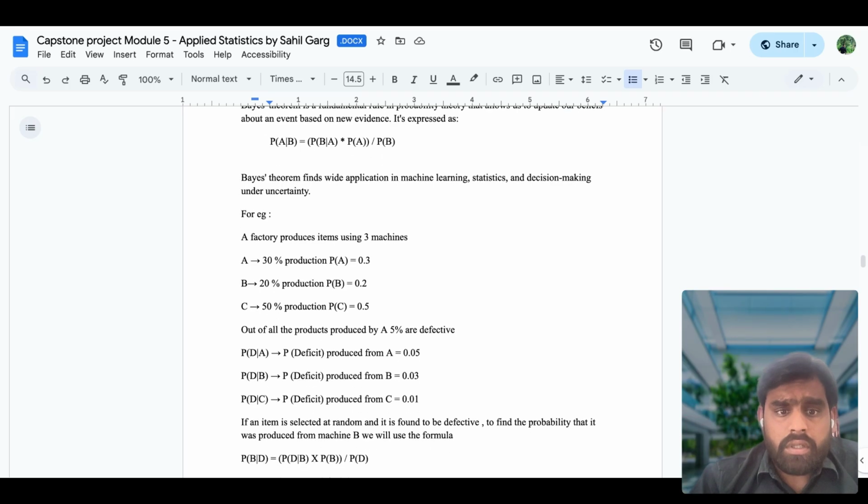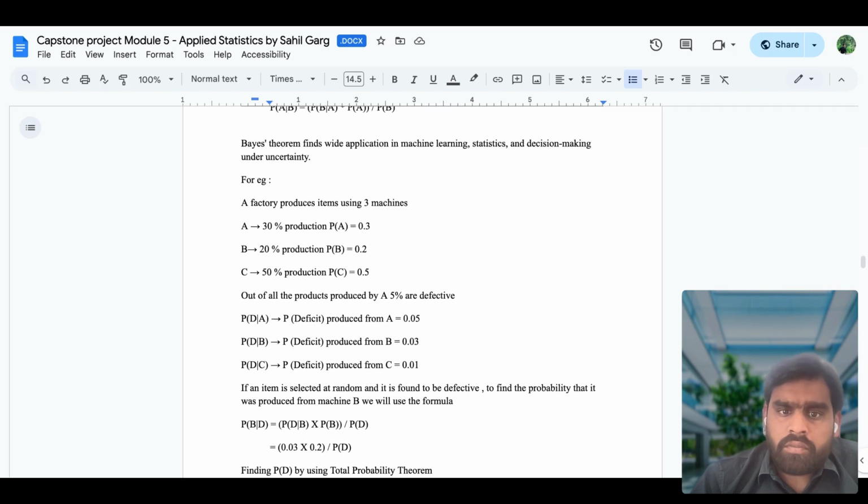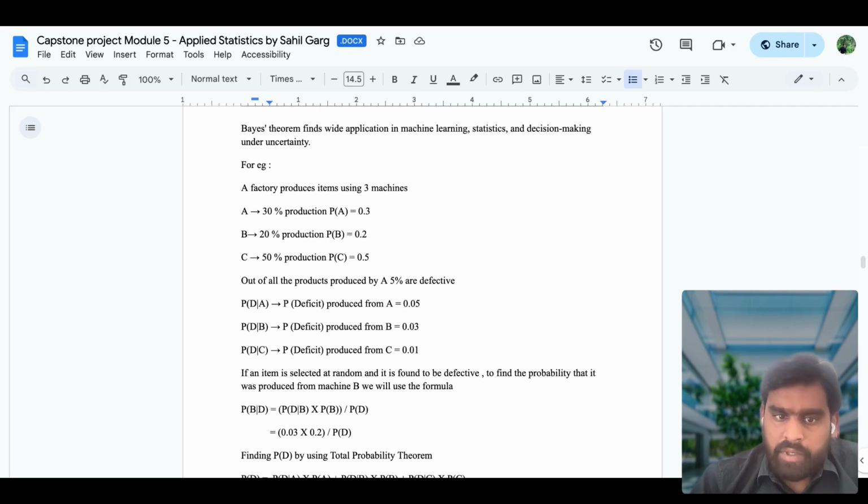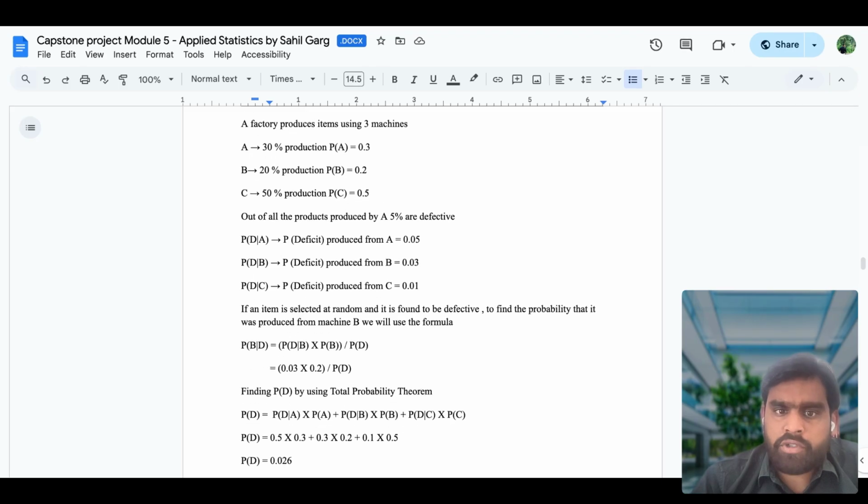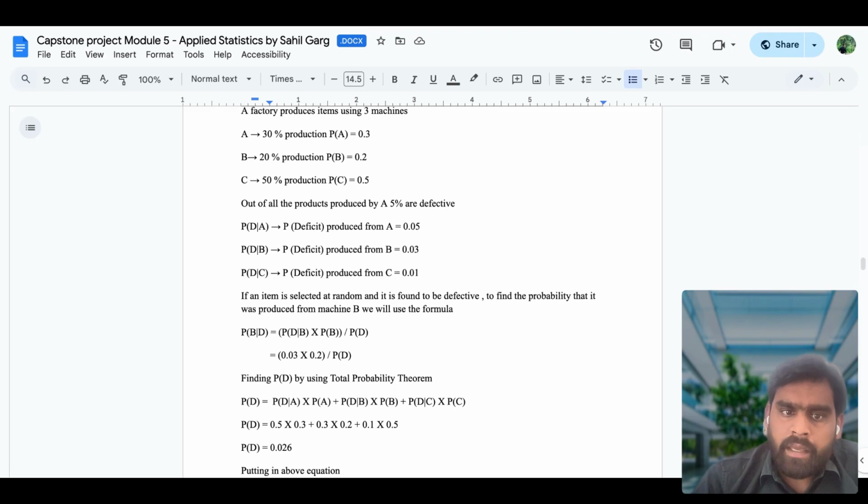Now, let's take an example. For example, a factory is producing using three machines. Machine A is having 30% of the production, machine B 20%, and machine C 50% of the production. So the production probability would be 0.3, 0.2, and 0.5 for A, B, and C respectively.